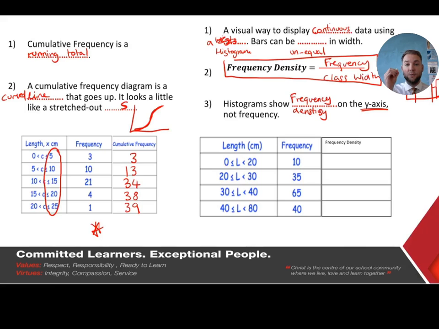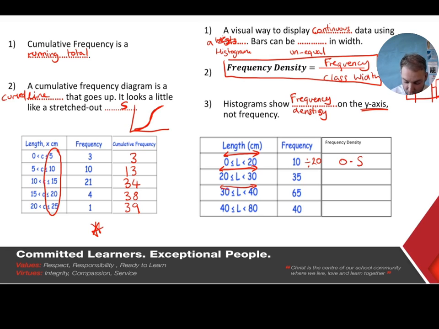Frequency density is equal to your frequency divided by your class width. Now, your class width is the width of that. So the first width is 20. The second width between 20 and 30 is 10. This width here is 10, okay? It's your frequency divided by your class width. So your first one is going to be 10 divided by your class width, which is 20. So 10 divided by 20, which is equal to 0.5.